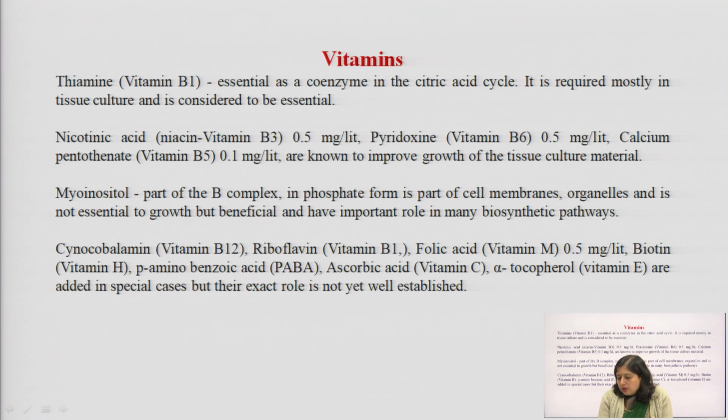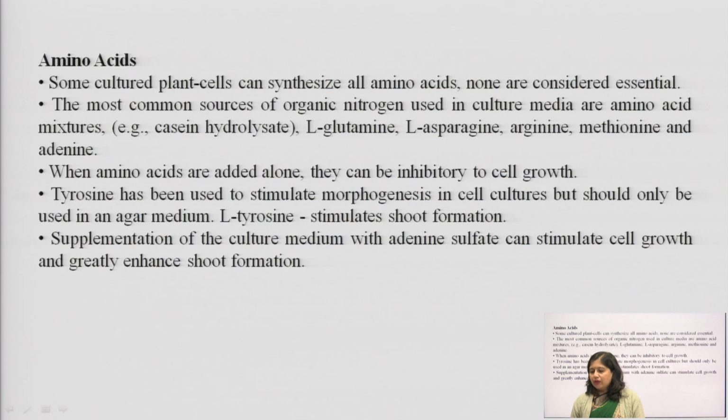Then you have biotin, para-aminobenzoic acid, ascorbic acid, alpha tocopherol. These are also added in special cases, but their exact role is yet to be understood. So, depending upon the culture you are following, you have to see if it is mentioned that vitamin E has to be given. Generally, if we are adding any tocopherols or vitamin E, they have a role in the synthesis of steroidal compounds. So, if your aim is to produce certain drugs which are rich in steroidal compounds, like for example diosgenin, there you may have to give more of a source of alpha tocopherol, because it will automatically enhance the synthesis of diosgenin.